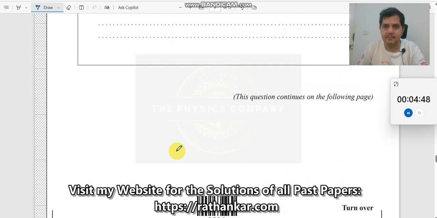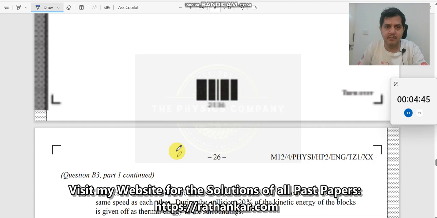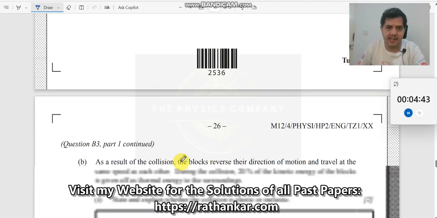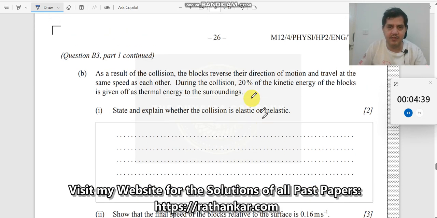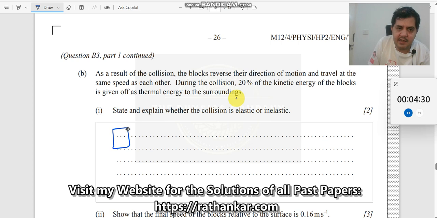Then the next one. Did we finish the first one? Yeah. Second question: as a result of the collision, the blocks reverse their direction of motion and travel at the same speed as each other. So you had one block here and another block. When they hit over here, this came with a velocity of, let us say, v, and this came with a velocity of v. Upon hitting, they travel at the same speed as each other and reverse their direction.